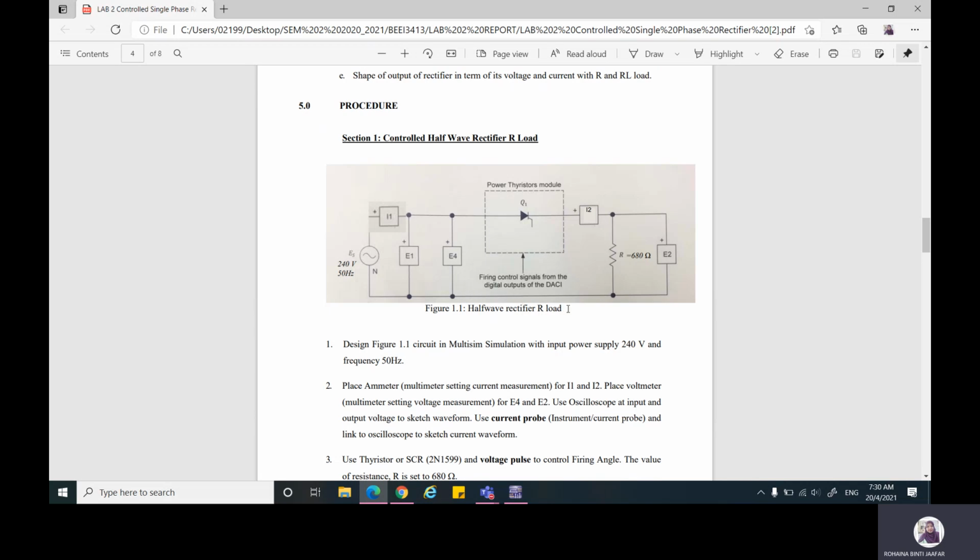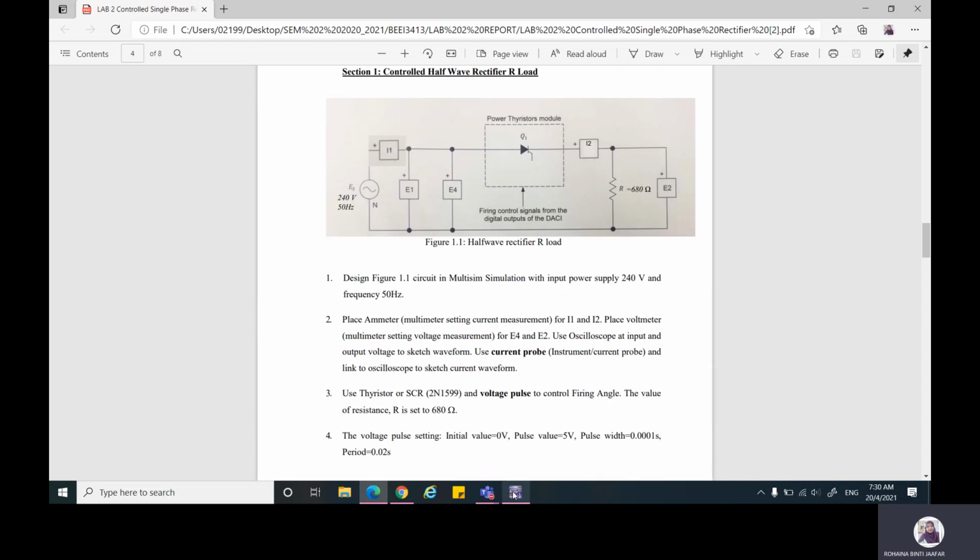Okay, so this is your circuit of control half-wave rectifier with resistor load. So you have power supply, and then you have power thyristor, or here we use SCR. SCR stands for silicon control rectifier, 2N1599, and then you have resistor as your load. And then one more component we are going to use today to control the firing angle is voltage pulse. Okay, so next I will show you how to simulate this circuit.